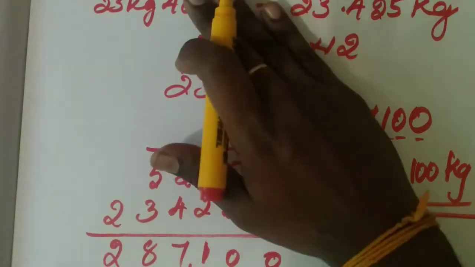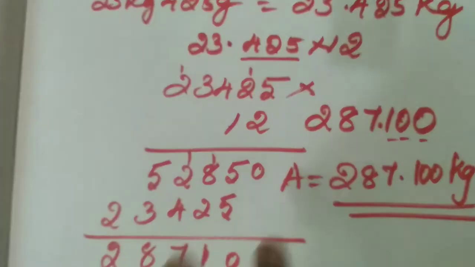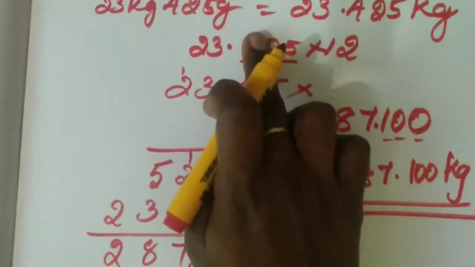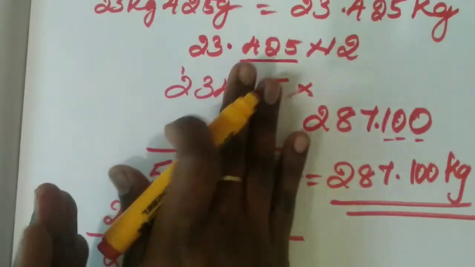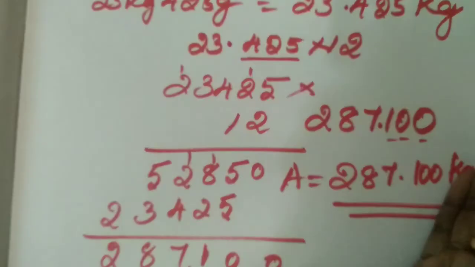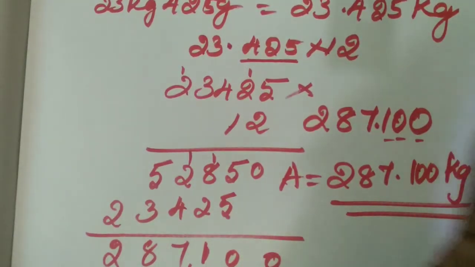Are you clear, guys? Do the multiplication as usual. Afterwards, count the decimal places. How many are there in the question? Keep the decimal point as it is in the answer also. Count from your right to left. Okay guys, are you clear?